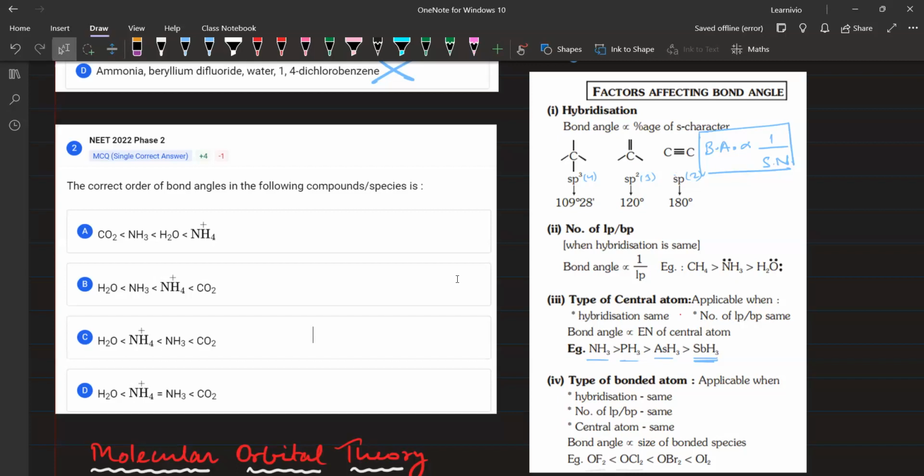Okay, try this question now. The correct order for bond angles in the following is?